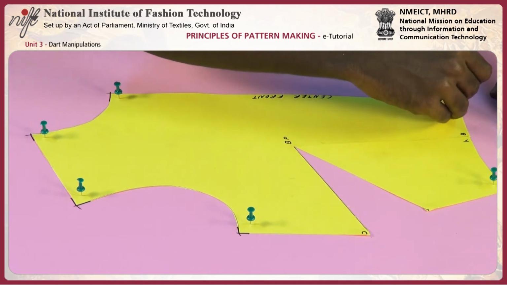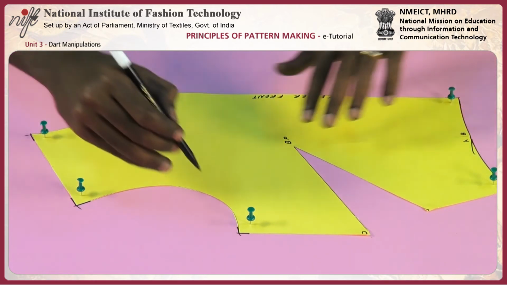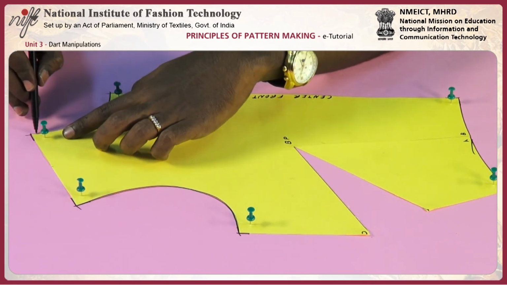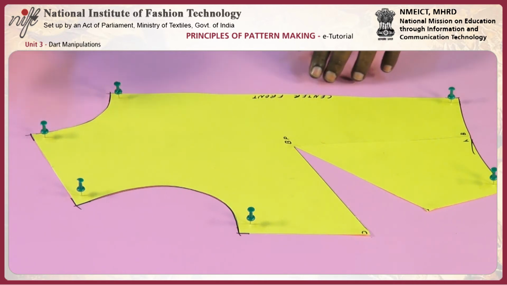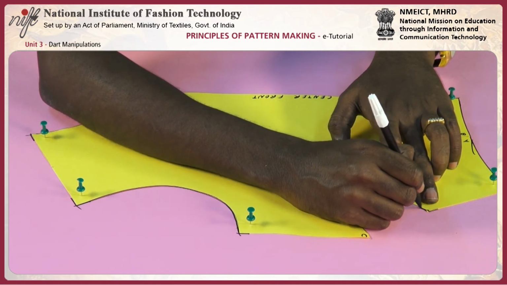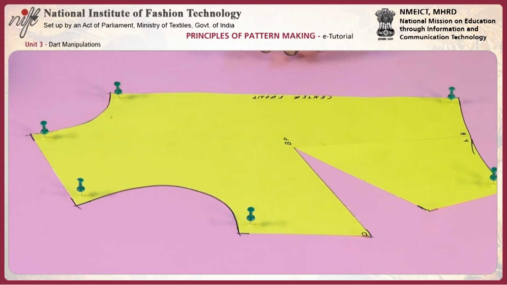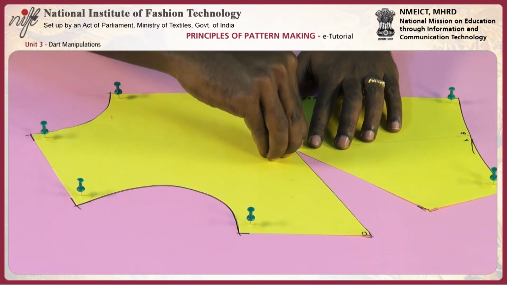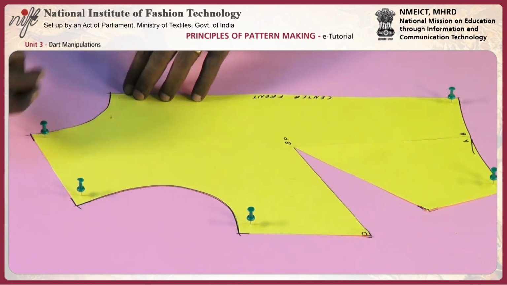Mark waist seam, armhole, mark neckline, mark the dot legs, mark the bust point. Once you complete all the marking, remove the working pattern.